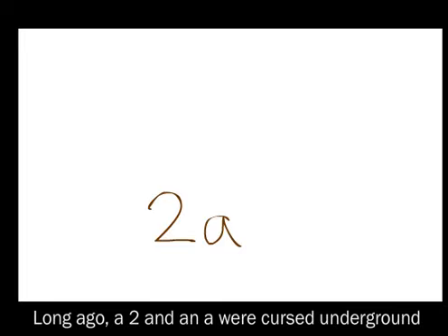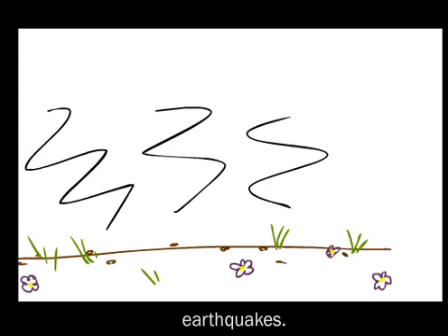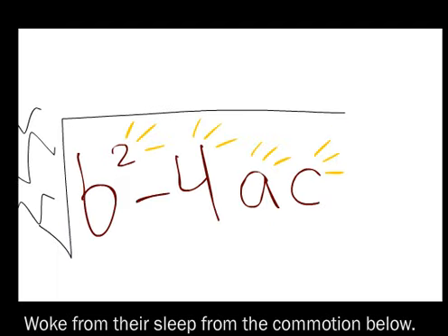Two and A were close on the ground for a million years and forgotten. Two and A grew angry and went on a rampage, spiking out and causing many earthquakes. The discriminant household, right above them, was woken from sleep by the commotion below.